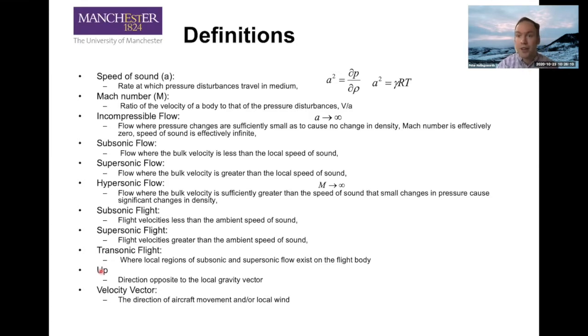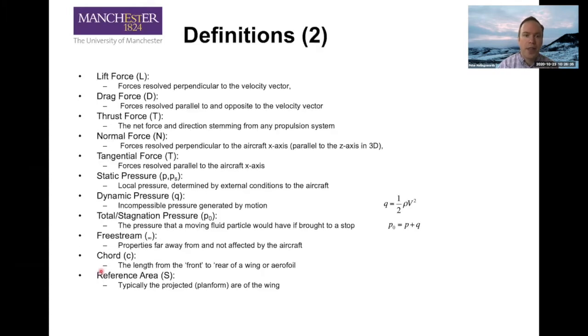The velocity vector is just that. It's the direction of movement of the aircraft or the local wind. So if I'm standing still and there's a breeze blowing in my face, there is a wind velocity vector. If I'm running through still air, there's a velocity vector. If there's both wind and I'm moving, it is the combination of those two vectors, the resultant vector, that we care about. Okay, some additional definitions.